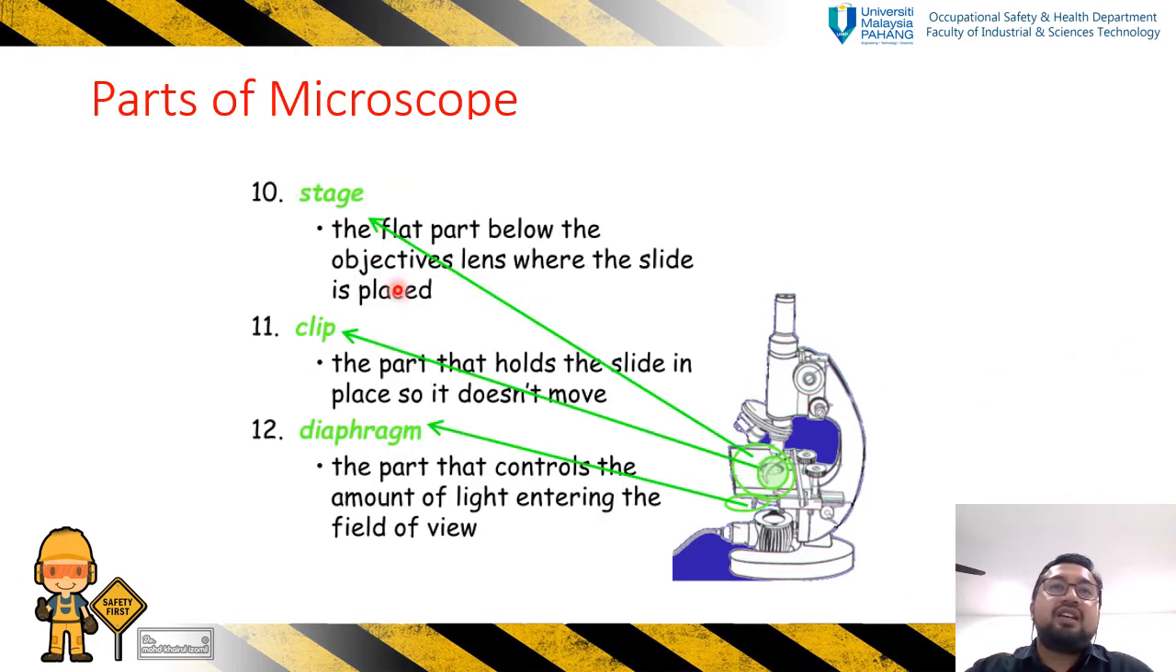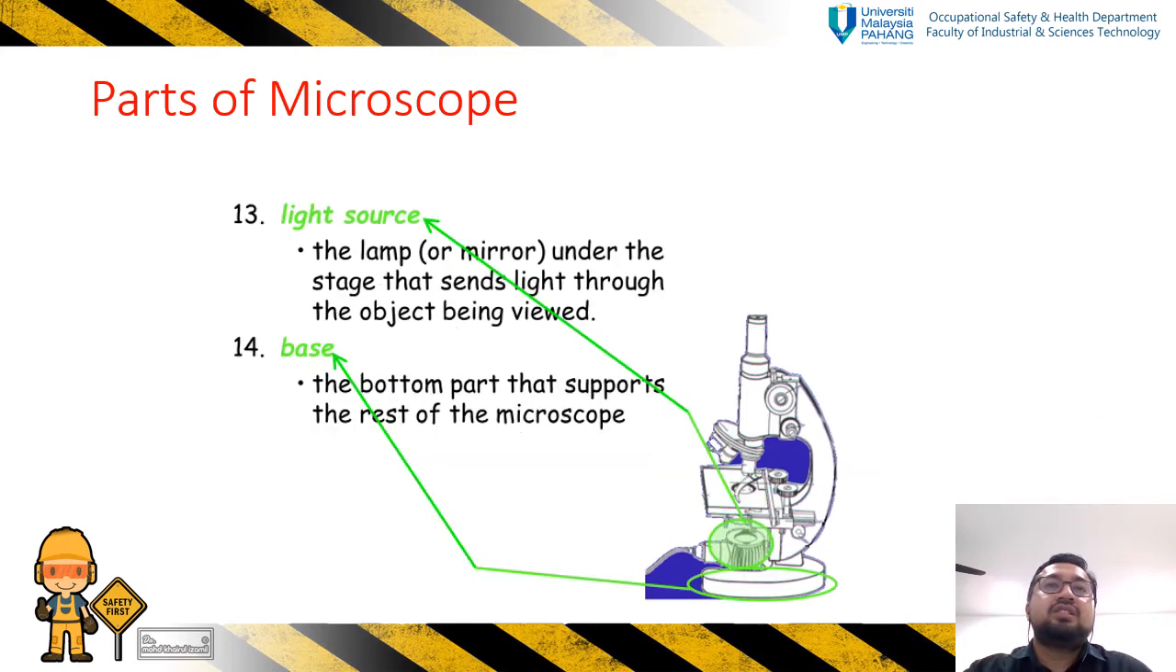Alright, now we've got stage, the flat part below the objective lens where the slide is placed, and we've got clip, the part that holds the slide in the place so it doesn't move, untuk mengekalkan kedudukan dia. And then we've got diaphragm, the part that controls the amount of light entering the field of view. Light source mesti ada, kalau tak nampak lah. The lamp or mirror under the stage that sends light through the object being viewed. And then we've got the base, the bottom part that supports the rest of microscope.